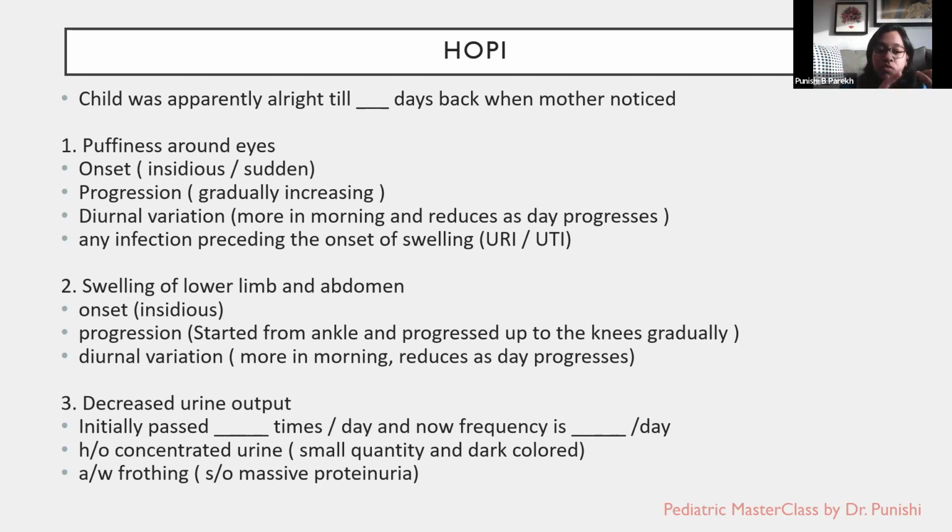For URI, you can ask for fever, cough, cold, runny nose, etc. So you should always ask if there is any history of infection preceding the onset of this puffiness around the eyes. Now, the next complaint that the mother gave was swelling of the lower limbs and abdomen.